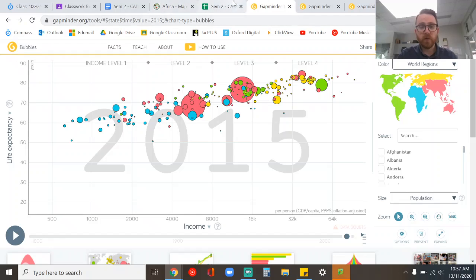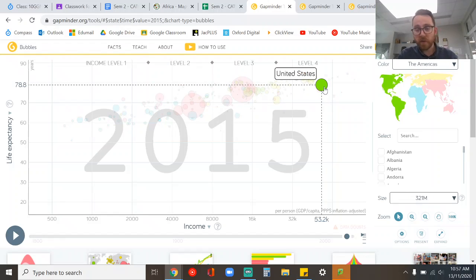And then for Q, if the pattern is that it's increasing, you'd want to get one of the high countries and one of the low countries. So pattern increasing, for example, your Q: United States has an income of 53.2K, 78.8.